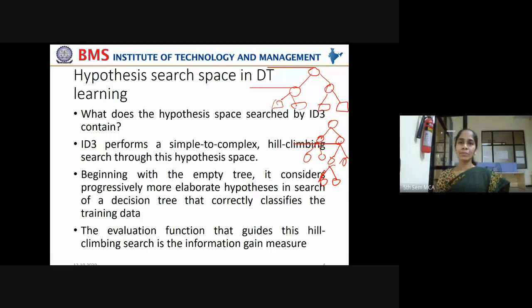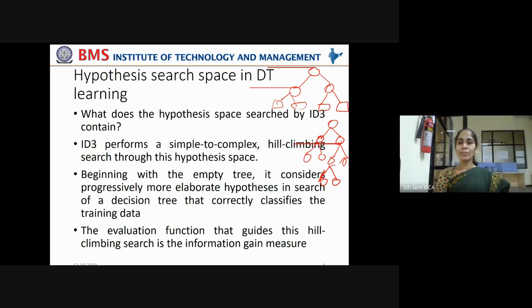So the hypothesis space in decision tree learning is nothing but the set of all possible decision trees. And what is the best hypothesis? What is the best fit? The optimal decision tree. How is this optimal decision tree found? By implementing the measure of information gain.